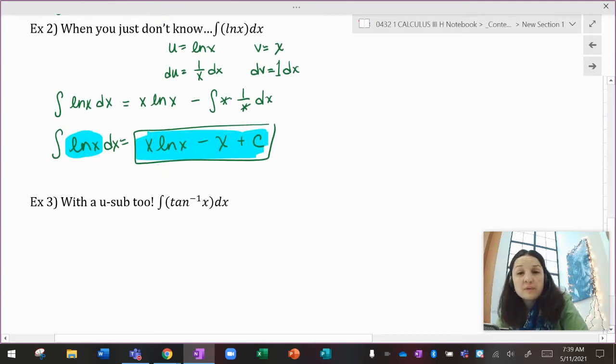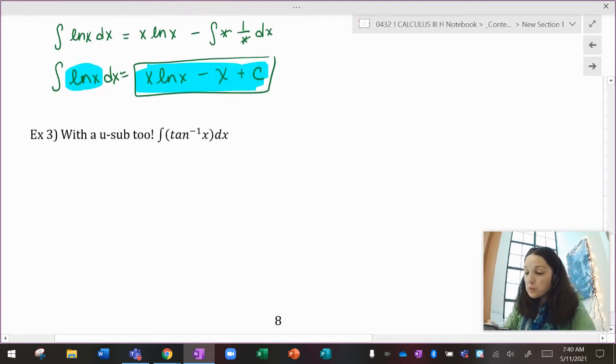What's the antiderivative of inverse tan? I've got to be honest, I don't know this one. Okay, I know how to get it, but I've never taken the time to memorize it because honestly, it's a pain in the neck to memorize, so I don't. But what I do remember is that I can take the antiderivative of inverse tan using integration by parts. So that's what we're going to do right now.